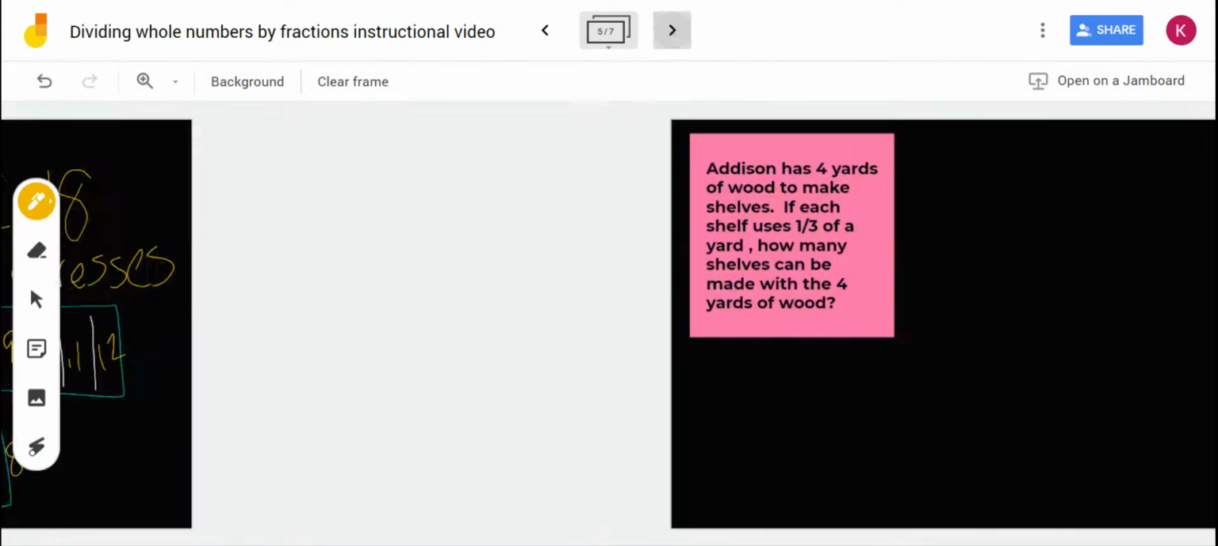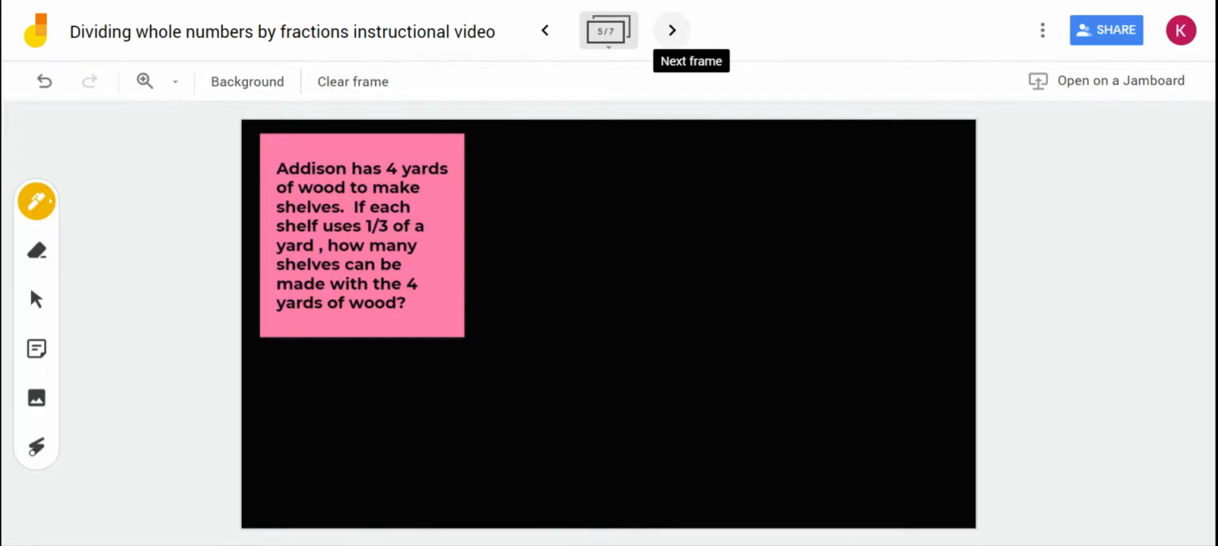Awesome. Let's do one more example. Addison has 4 yards of wood to make shelves. If each shelf uses 1/3 of a yard, how many shelves can be made with the 4 yards of wood? So think about this. If we're going to make a shelf, we have to have one large piece of wood, and then Addison is going to cut this into specific parts, or 1/3 yards.